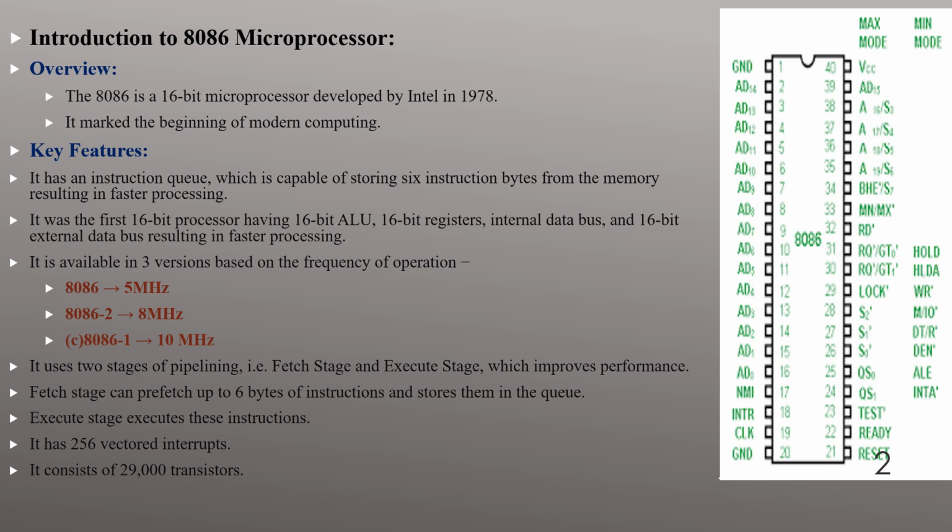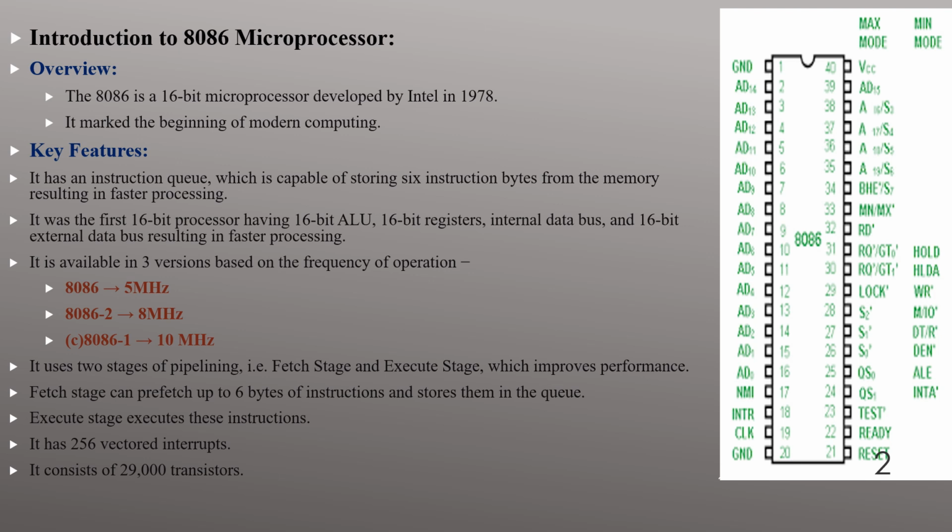Second one is the architecture. It was the first 16-bit processor to incorporate a 16-bit ALU, that is arithmetic logic unit, 16-bit registers, and both internal and external data buses. This architecture significantly improved the speed and efficiency of data processing. Next one is the variants. The 8086 is available in three different versions based on their operational frequency. First one operates at 5 MHz, second one at 8 MHz, and the third one at 10 MHz.